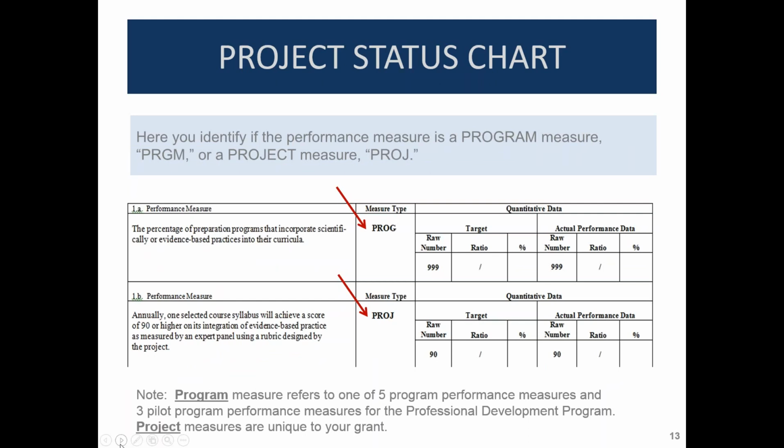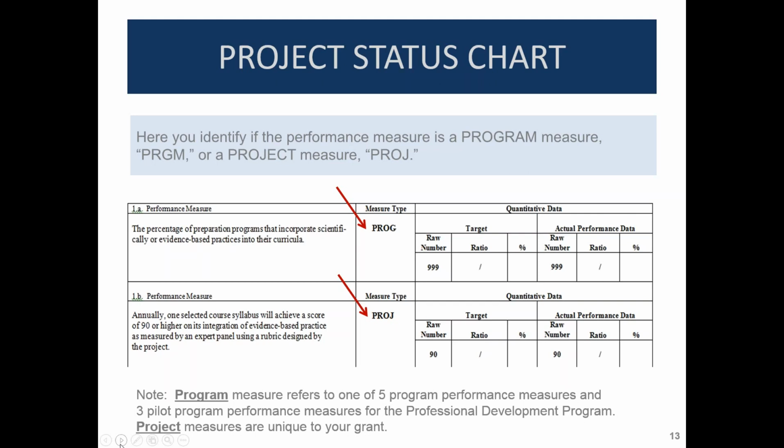In this slide is an example of what goes in the second column of the chart. You enter the abbreviation of program for program measures and project for project measures. I wanted to talk a little bit about the data reporting. You do not report any data for the program measures.